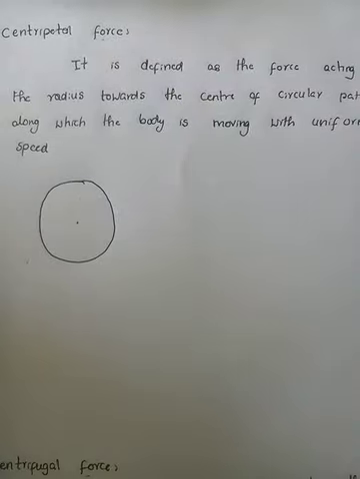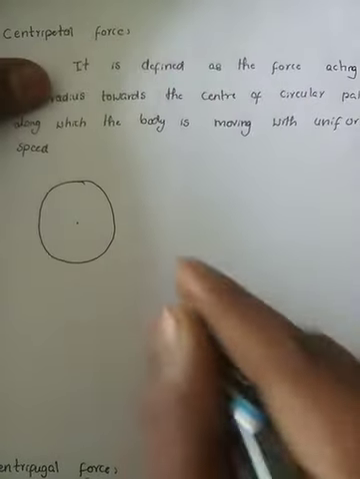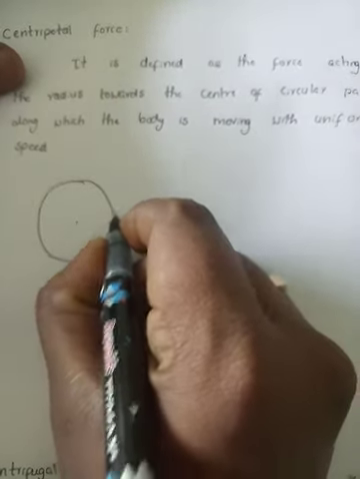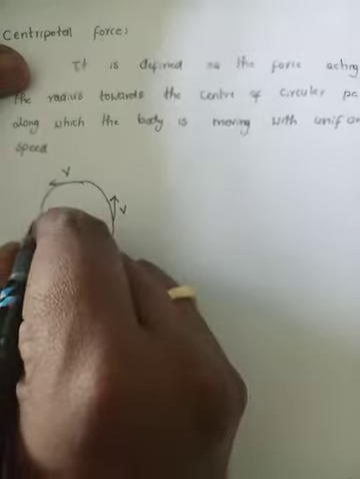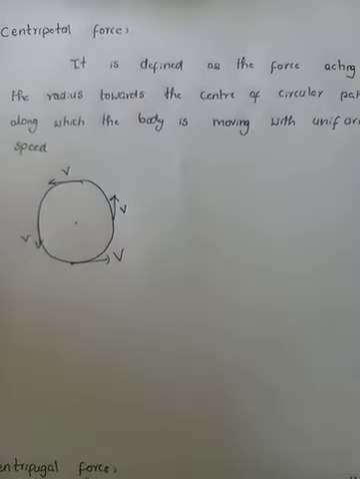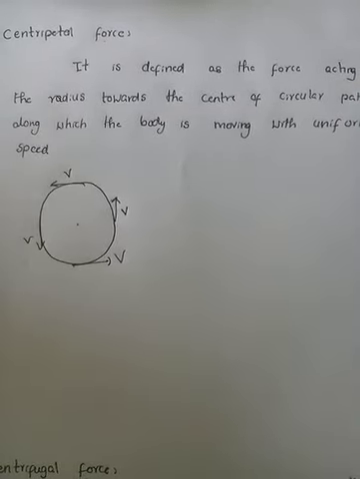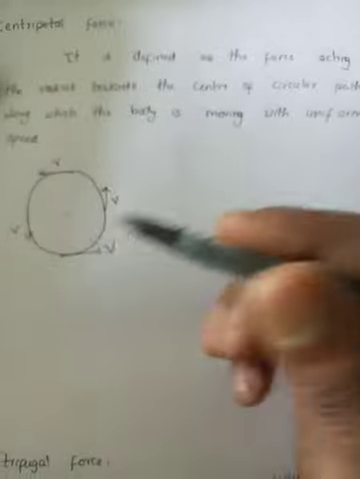So, a body moving in a circular path has uniform speed, but the direction changes, right? How do we find the direction? By drawing a tangent. See here, the magnitude of speed remains constant, but the direction of the particle keeps on changing.